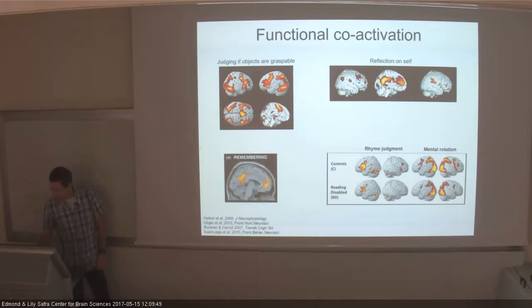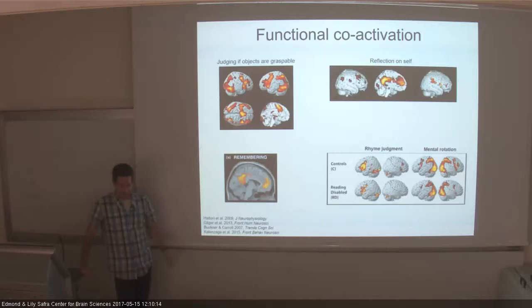So if you look here on this mental rotation task, for example, and you look here at the judging if objects are graspable task, the activations look almost the same. And also if you look at the remembering and the reflection on self, you see somewhat similar regions, not exactly, but this is something interesting, and we'll keep this as a teaser for later for the large-scale brain networks.